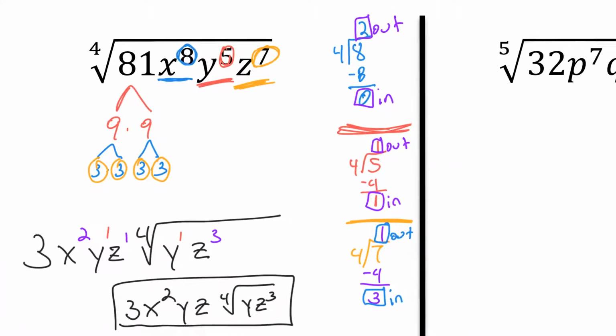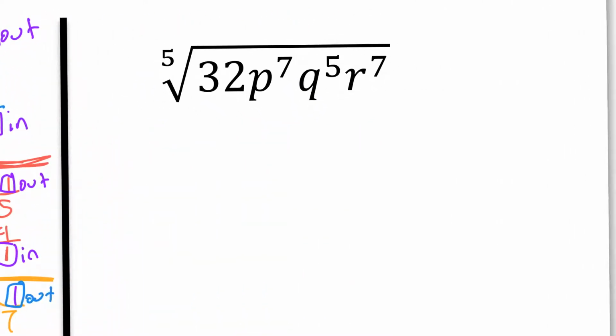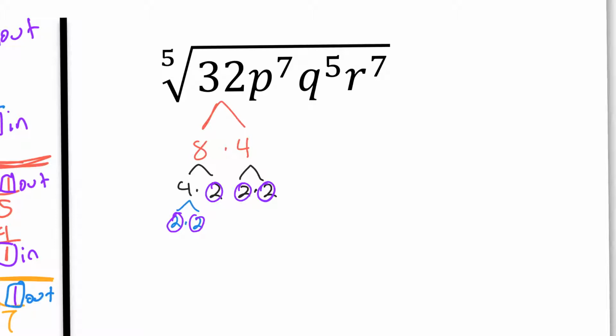And the last one I'm going to do here is when the root is 5, the fifth root. So we do the same idea. First, let's go ahead and break down the numbers. So 8 times 4 is 32. 4 times 2 is 8. 2 times 2 is 4. And over here, 2 times 2 is also 4. So let me see, I have 1, 2, 3, 4, 5. Hey, so we can take out a 2 from the radical. So here's the fifth root, and I have a 2 outside.